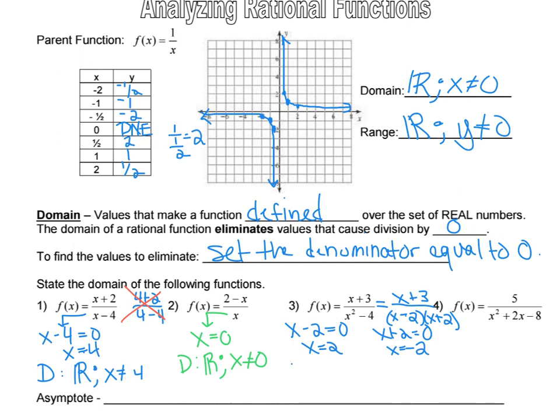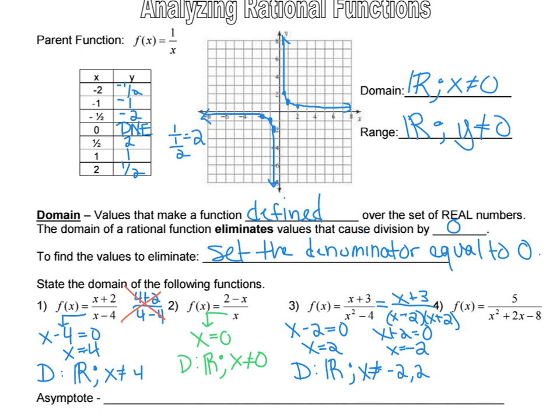So to state our domain, once again, we have all the real numbers, but we're going to skip over two numbers. To say that, all we have to do is list them. Negative 2, comma, 2. I like to put them in low to high order. It does not matter, though. So all real numbers, x is not equal to negative 2, comma, 2.